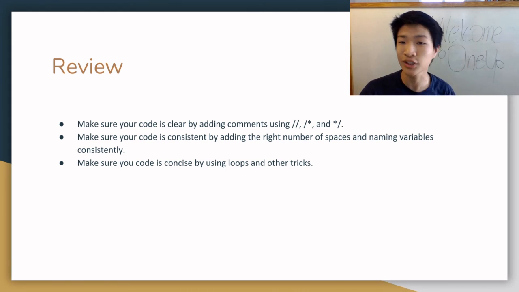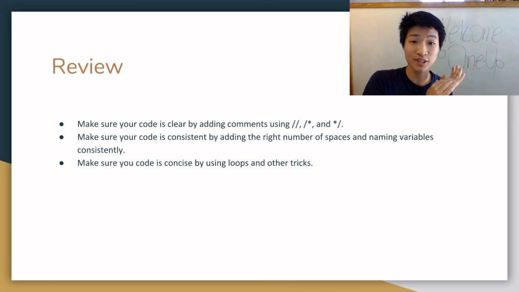Like if you declare 100 variables, you want to make sure you can remember what each of them is named just because it's consistent. So the last thing is to make sure it's concise by using loops and other tricks to make sure it's clean and concise, and it's smart.